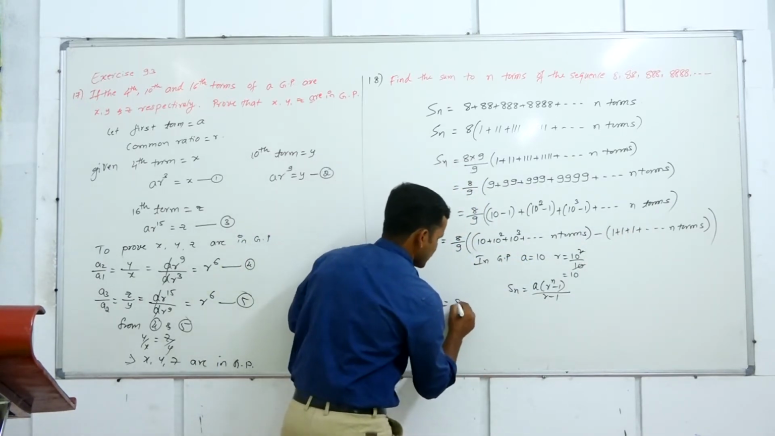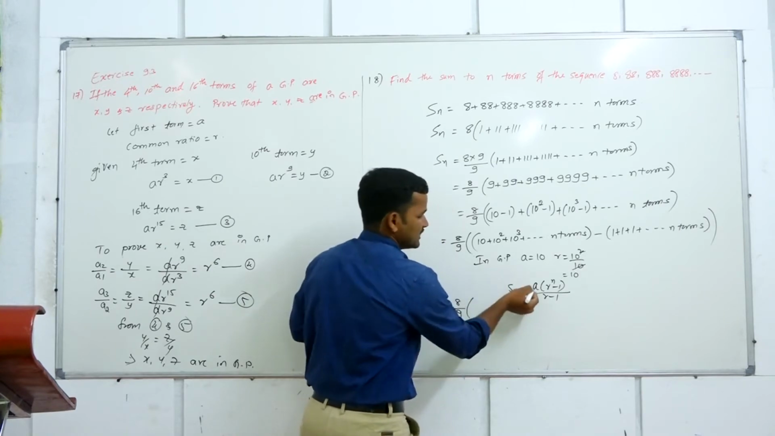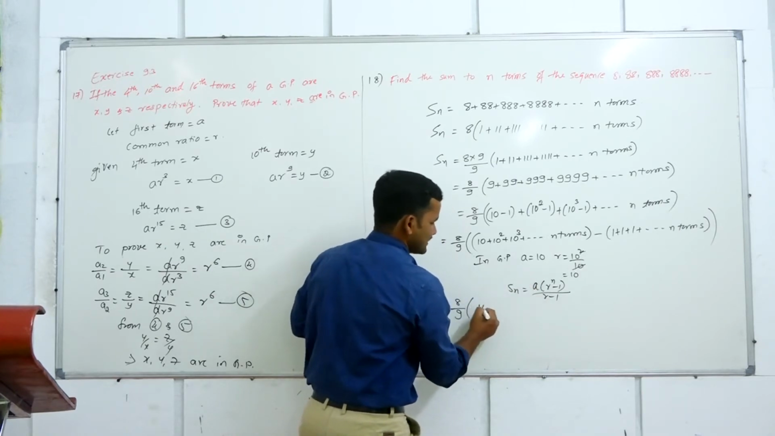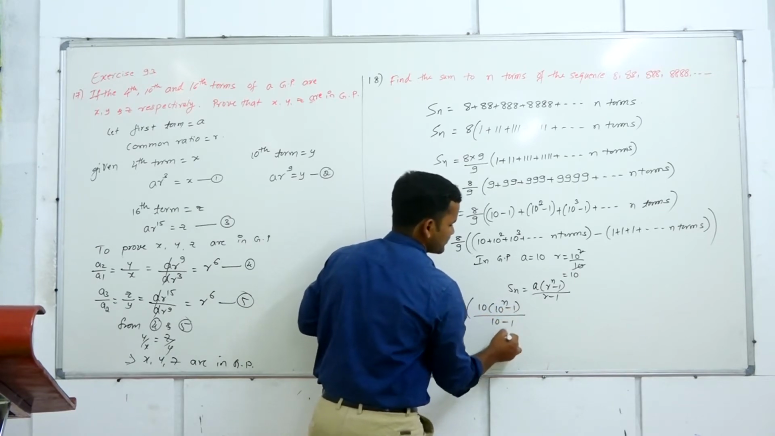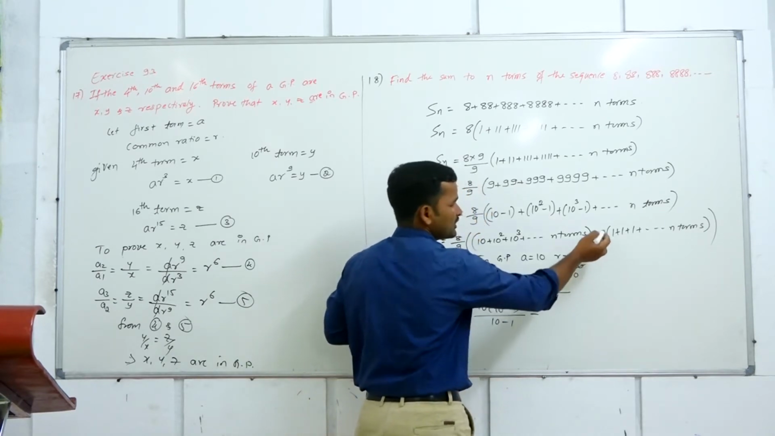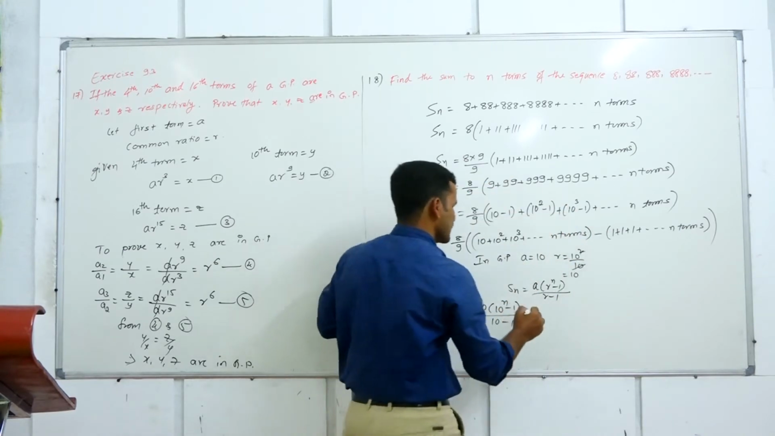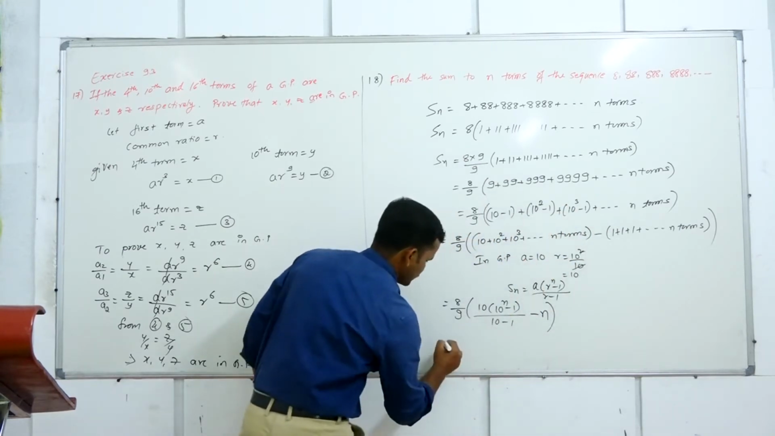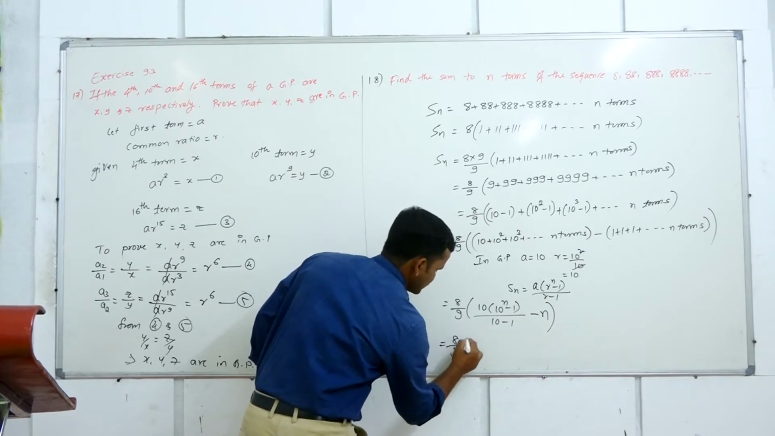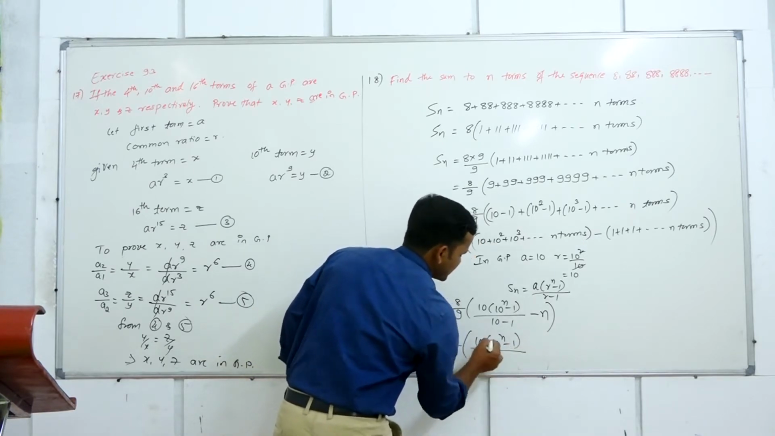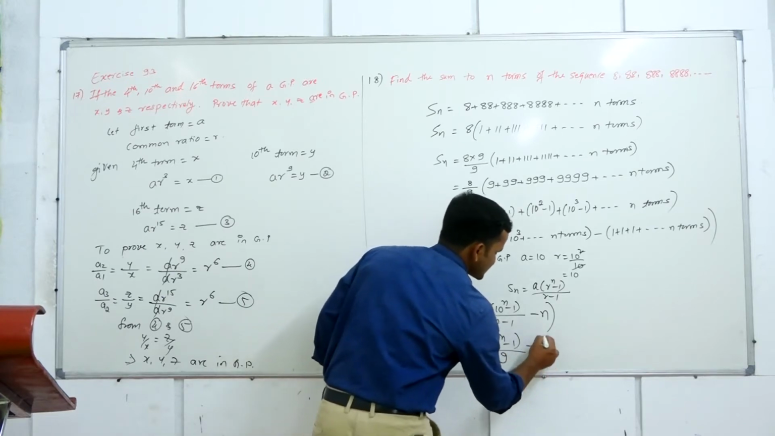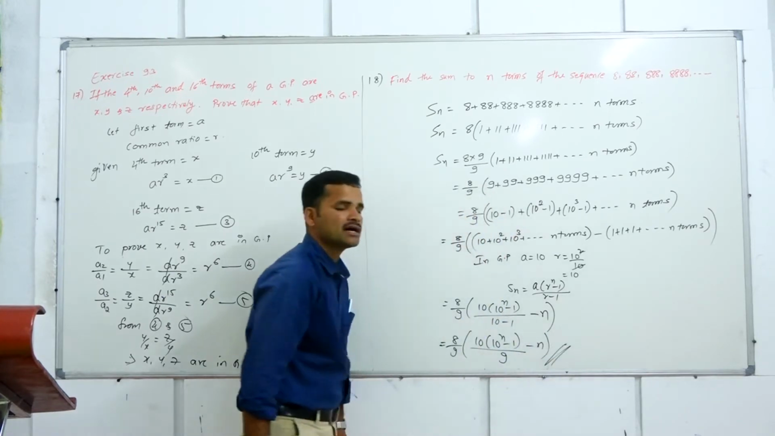That's all. 8 by 9 into, yes, according to this formula, 10 into 10 to the power of n minus 1 by 10 minus 1. Minus of 1 if you add n times, that becomes n. Okay. 8 by 9 outside you keep it as it is. 10 into 10 to the power of n minus 1 by 10 minus 1 is 9 minus n. This is the required answer.